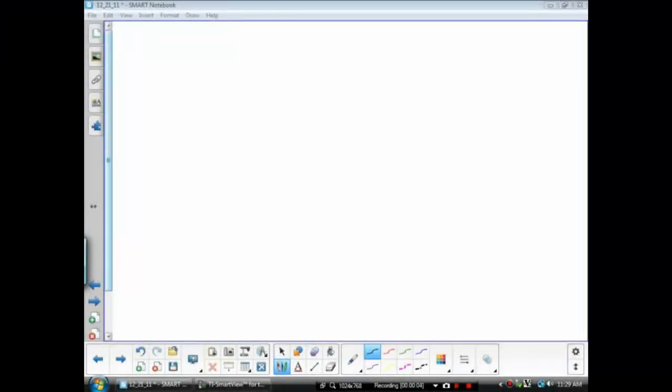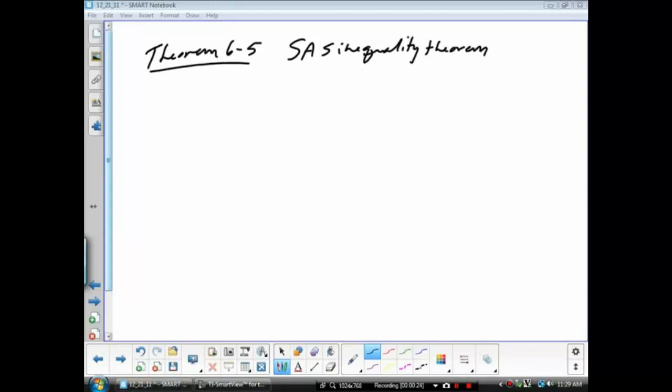All right. So we are working with theorem 6.5, which is the side angle side inequality theorem. And it is a theorem that compares two triangles to each other.